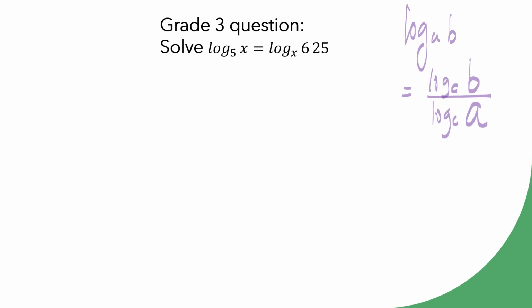Right, so this is what we're going to do to this one here. We're going to change it to base 5. So step number 1, write this first. Write down the base 5. Make sure the size is smaller than all other numbers. So what goes on top? 625 goes on top. What goes below? The original base, which is base x.